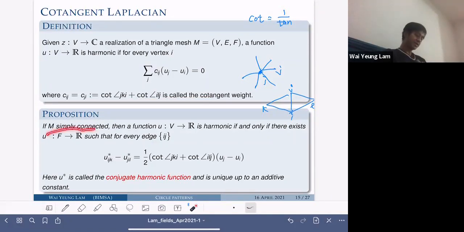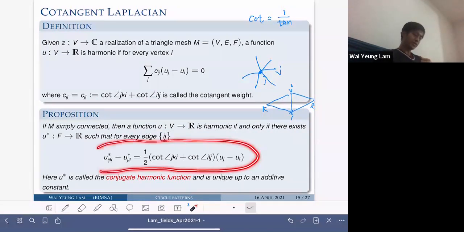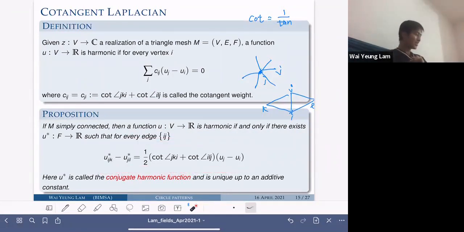Just a simple observation: if your M is simply connected, then a function u is harmonic if and only if there exists a conjugate harmonic function defined on faces such that for every edge you have this relation. This is like the Cauchy-Riemann equations. This is the real part of your holomorphic function, this is the imaginary part, and these two parts are related by the Cauchy-Riemann equations.